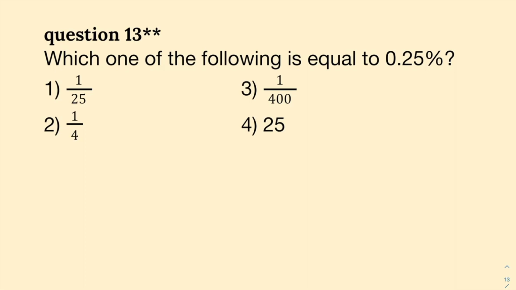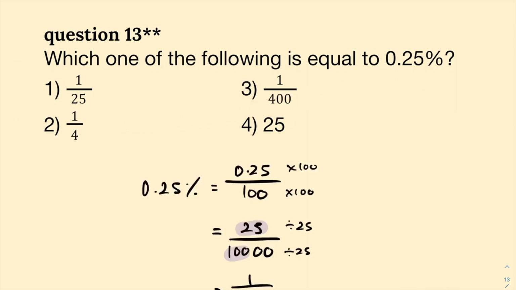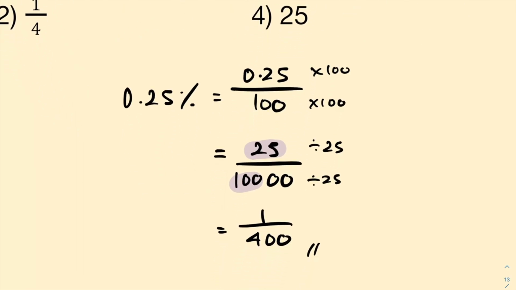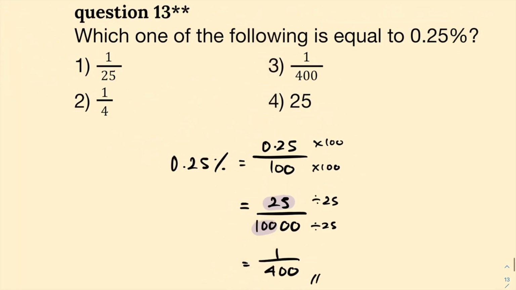One way to do this question is to turn each of these choices into 0.25%, if possible. The other way around is to convert this percentage into a fraction to see which one it matches. So I will do exactly that. Take 0.25%, write it as 0.25 over 100, get rid of that numerator 0.25, just multiply by 100, and you will get 25 over 10,000. Well, let's turn it into numerator 1, divide by 25, that's 1 over 400. Well, that happens to be choice number 3.